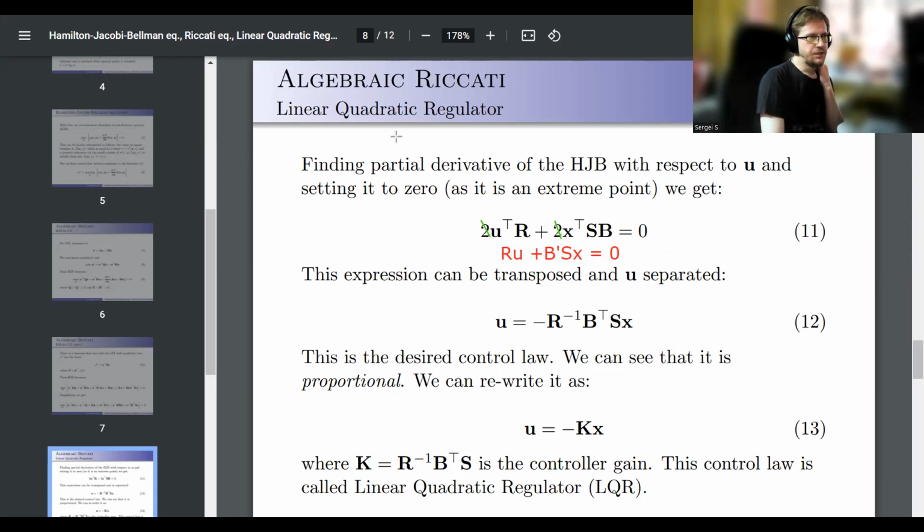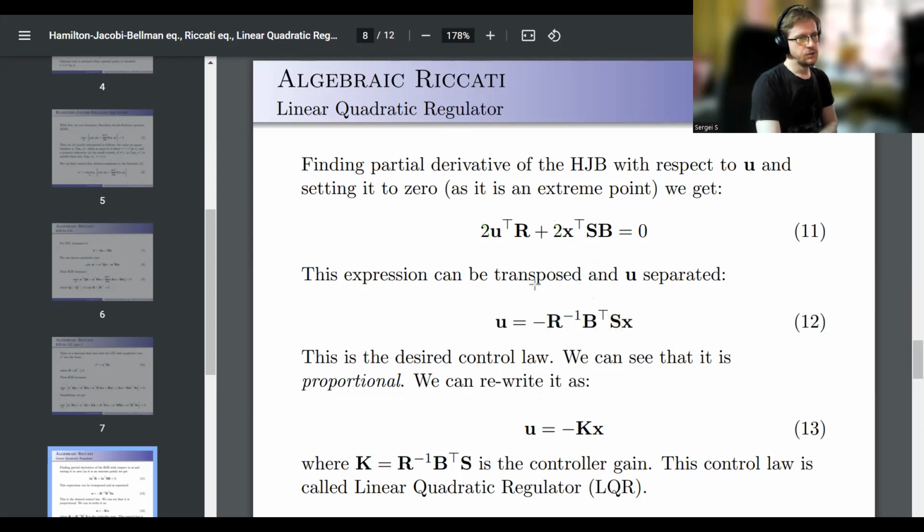Next, you transfer this guy to the right-hand side with a minus sign. And then you multiply both sides by R inverse. So basically just express u out of this equation alone. But remember to transpose it. You have to do it. All right. So this is how you get this control law.